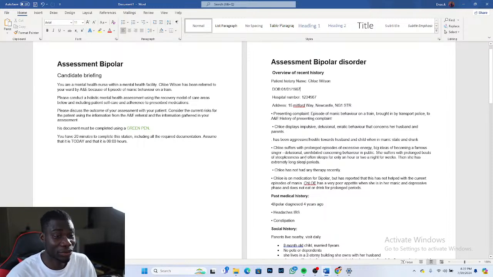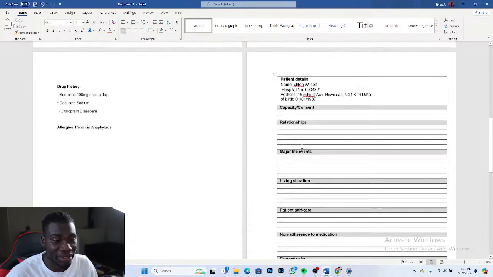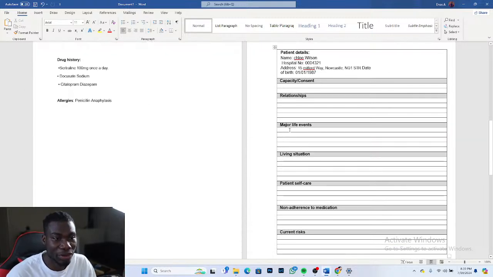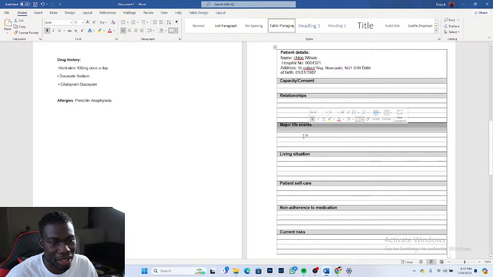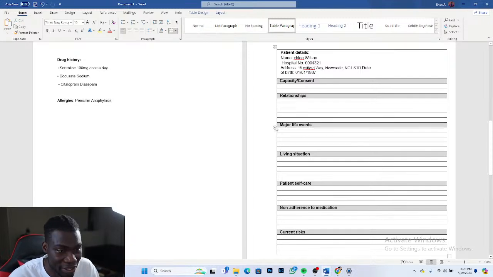So the patient has already given you a backstory. And at this point, remember, this is the sheet that you are going to use. At this point, the patient is more or less telling you about his or her life event. So what you can do is that when the patient is talking, the patient has already told you that in her manic state, she takes alcohol and she can be hostile. You've put that one down.